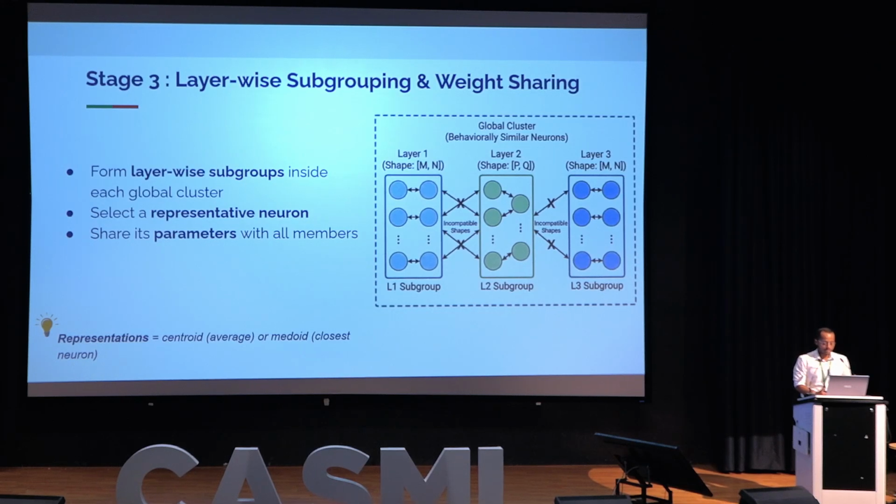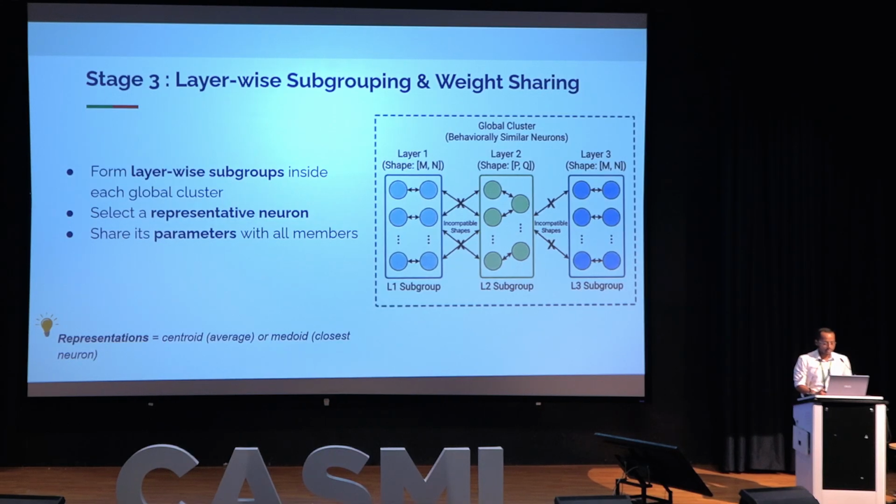For example, neurons that accept the same input and produce the same output size, we only form a subgroup of them. We don't form subgroups of different inputs and different output sizes. This helps us keep the original architecture intact, and nothing about the forward pass will change here. We only reorganize the parameter bank.